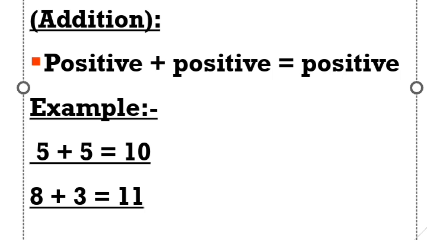5 is a positive integer, and the next 5 is a positive integer. Adding two positive integers will give us the total sum of integers. 8 is also an integer, and 3 is also an integer. Remember that we said an integer is a whole number including 0, either negative or positive. So this is an example of positive numbers.